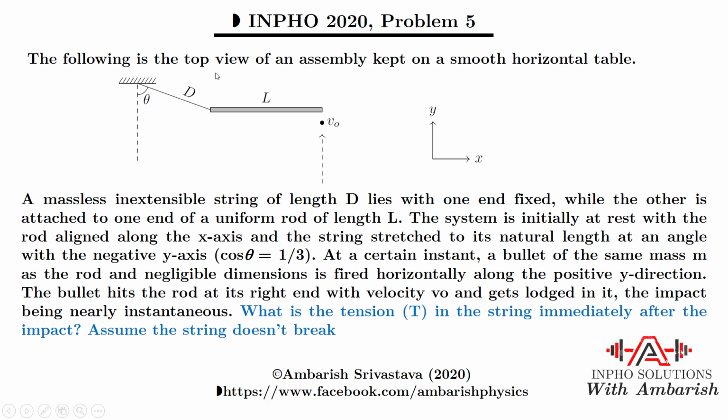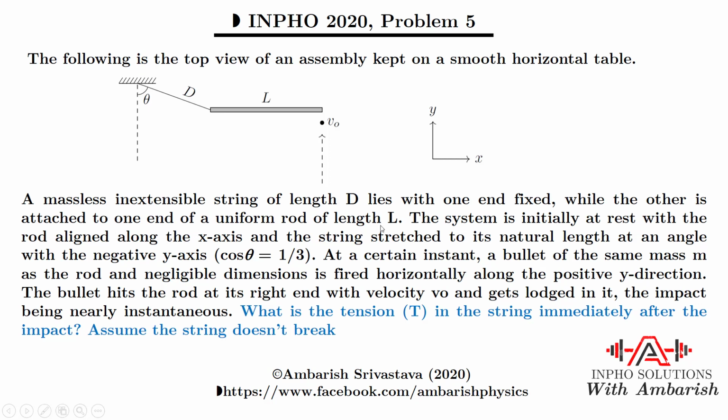The following is the top view of an assembly kept on a smooth horizontal table. You can see this is the assembly, this is a string and there's a rod of length L connected to a string on a smooth table, and then we'll be hitting it with some object. Okay, so a massless inextensible string of length D lies with one end fixed while the other is attached to the end of a uniform rod of length L.